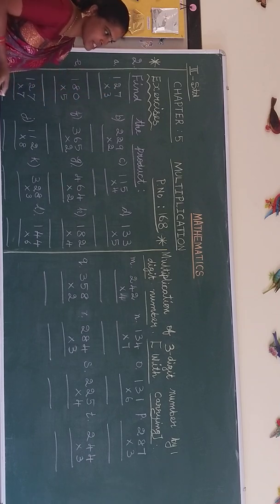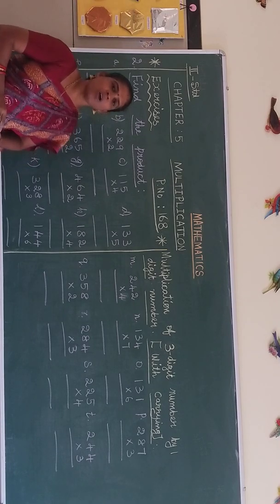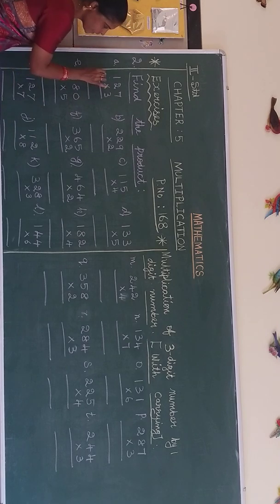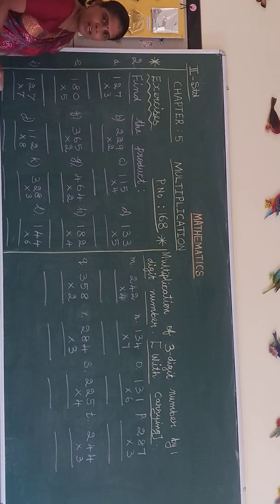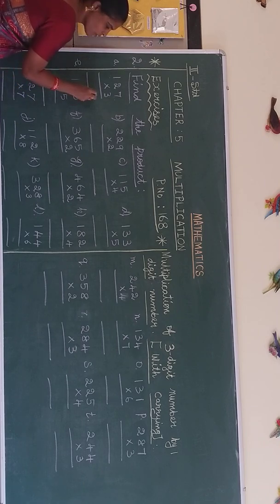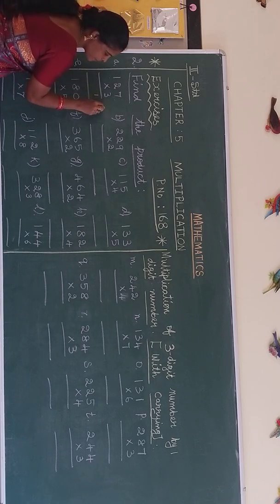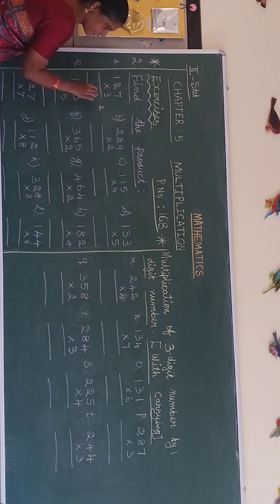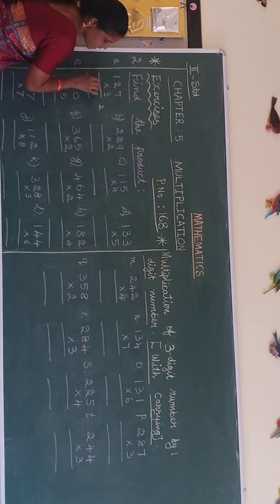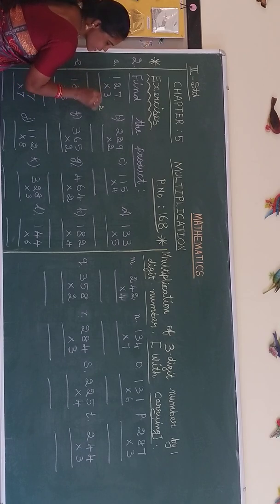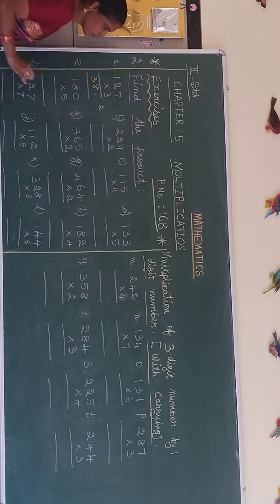In the 2-digit numbers you all practiced well. Now come to 3-digit numbers: 127 multiplied by 3. 3 sevens are 21. In this 21, you have to write 1 in this place and 2 on the side. 3 twos are 6. This 6 you add with 2. 6 plus 2 is 8, and 1 three is 3.